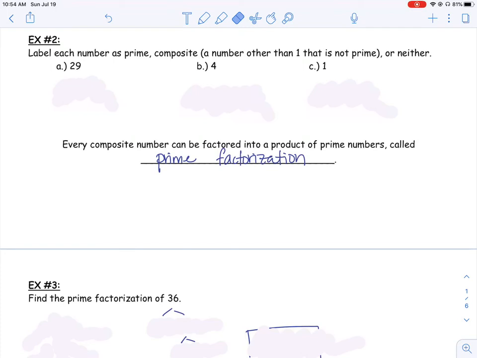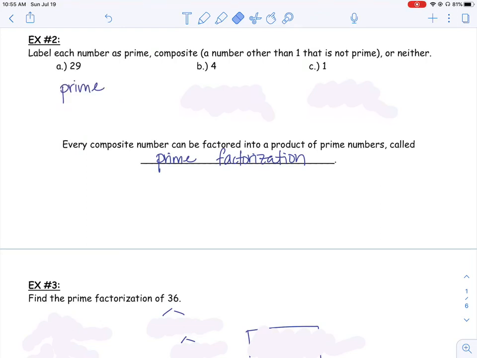So in example number 2, it asks us to label each of these numbers as prime, composite, which is a number other than 1 that's not prime, or neither. So we have prime, composite, or neither. So the number 29, do you think that's a prime number? Do you think that's a composite? Or do you think that's neither? Try to think of all the factors of 29. I can't think of any other factors besides 29 and 1, so I think this one is prime.